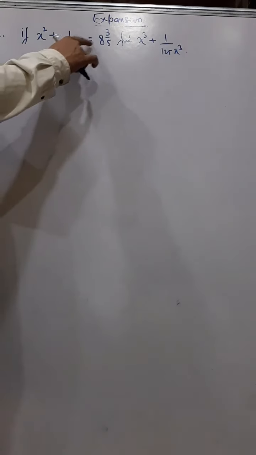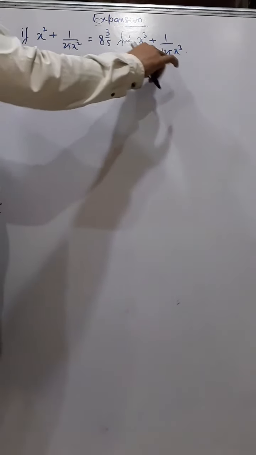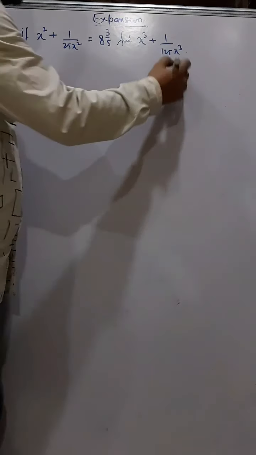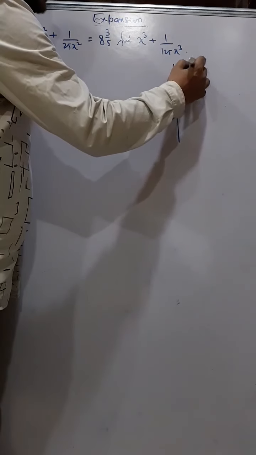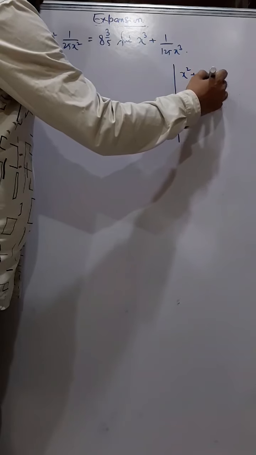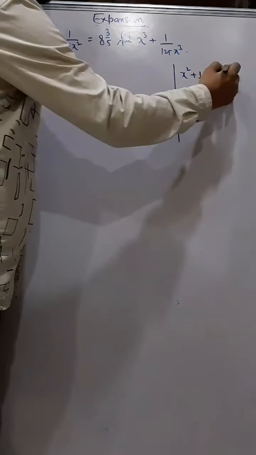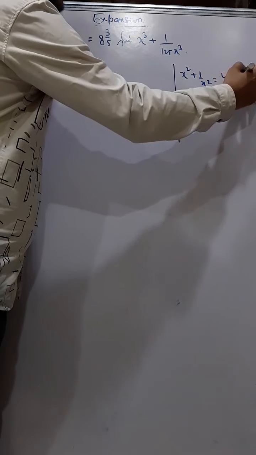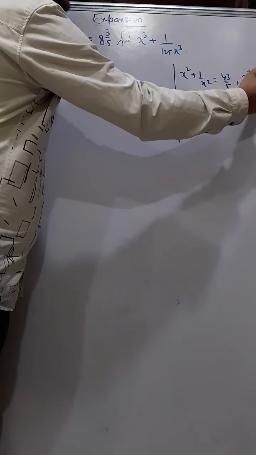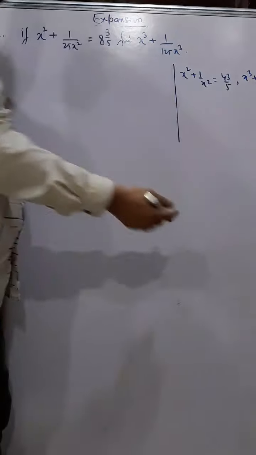Okay, now see this sum. They told x square plus 1 by 25x square is this, and we have to find x cube plus 1 by 125x cube. Now it is similar to this sum, when they give you x square plus 1 by x square is equal to something, say 43 by 5, and you have to find x cube plus 1 by x cube. So same sum.